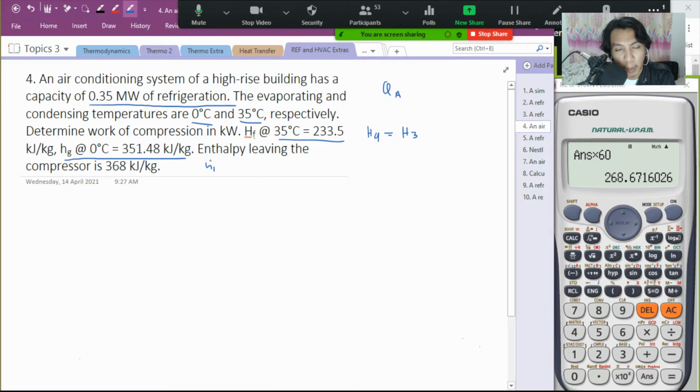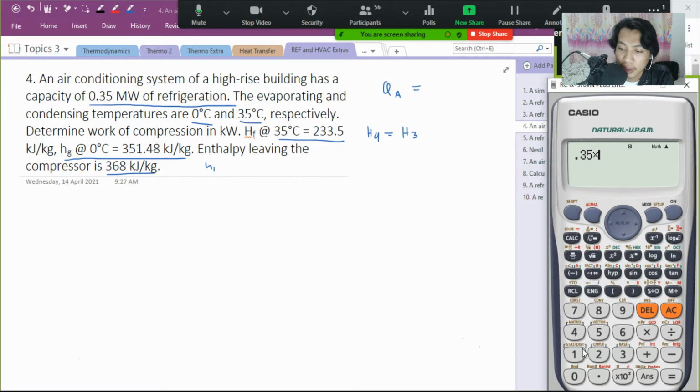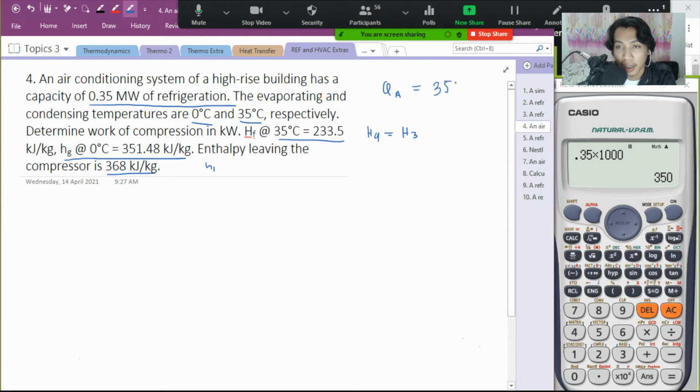Tama? Now, what will we find? Yung enthalpy leaving the compressor, anong hinahanap dito? Parang determine the work of the compressor. Yun na lang. So, paano natin gagawin diyan? Hanapin mo muna yung mass ng refrigerant mo coming from yung total capacity na meron ka. Meron ka daw diyan 0.35, i-multiply mo ng 1,000 yung 0.35 na yan. Para makuha mo yung kanyang QA. That is 350 kilowatts.